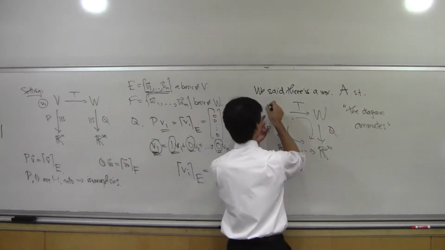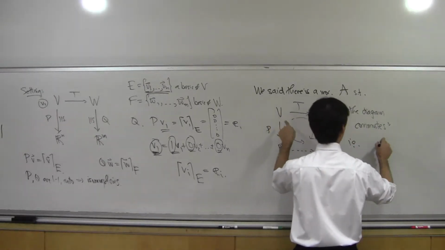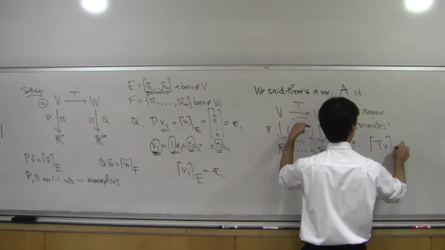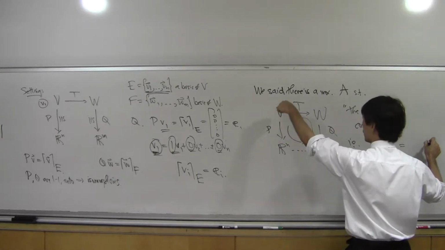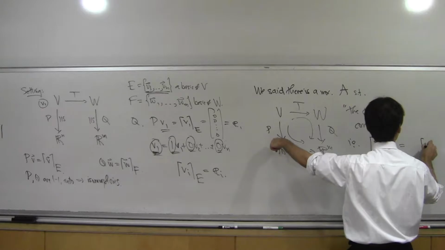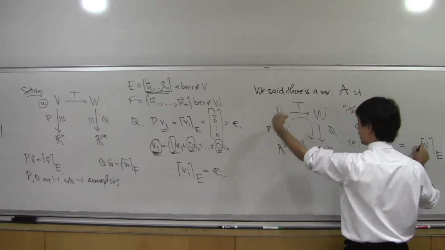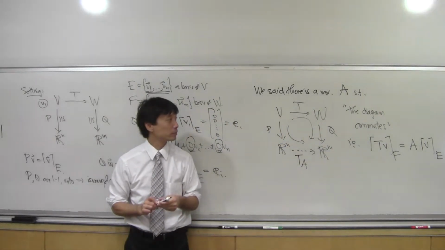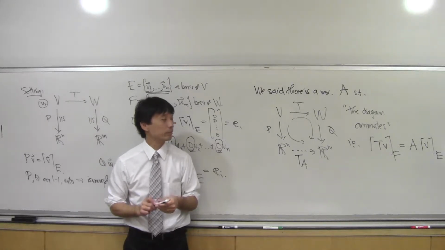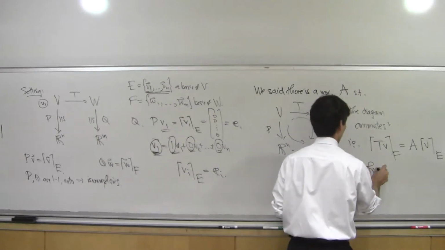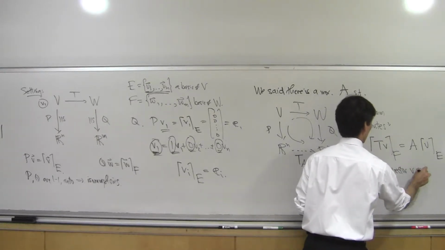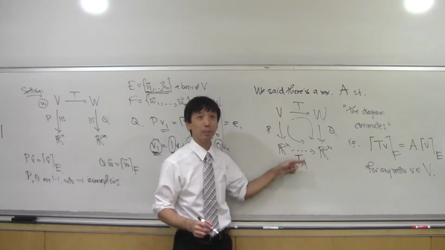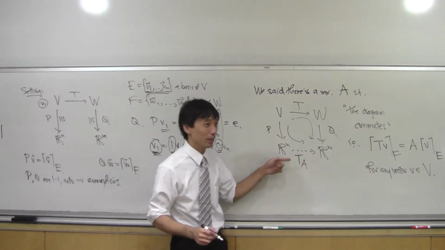In other words, if you take T of some vector and then hit it with Q, you get the same thing as if you took that same vector, hit it with P, and then went across by multiplying by A. Okay, so we're looking for the matrix that makes this happen.